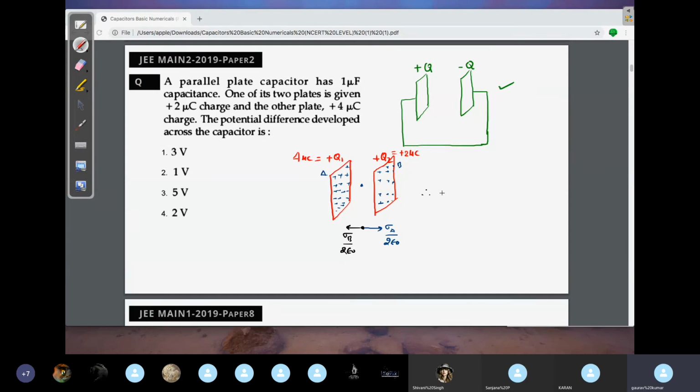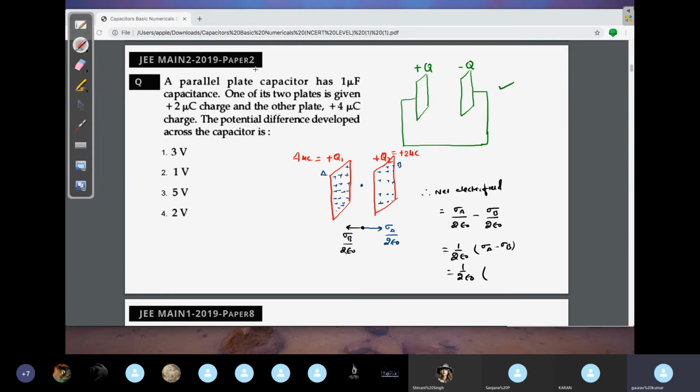What is the net electric field? Net electric field will be equal to sigma A by 2 epsilon naught minus sigma B by 2 epsilon naught. From here, I will take 1 by 2 epsilon naught outside. I'll get sigma A minus sigma B. What is sigma? Charge by area, Q by A, right? So 1 by 2 epsilon naught you will leave.